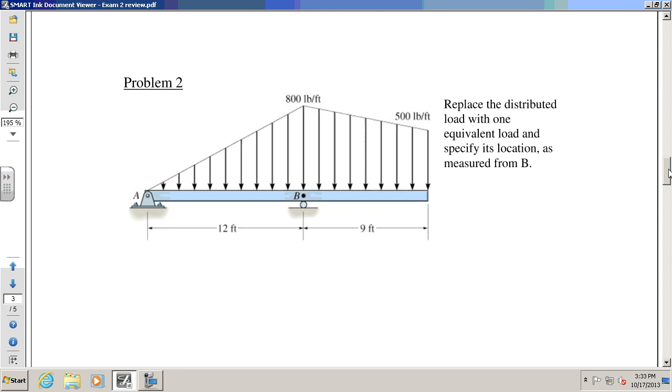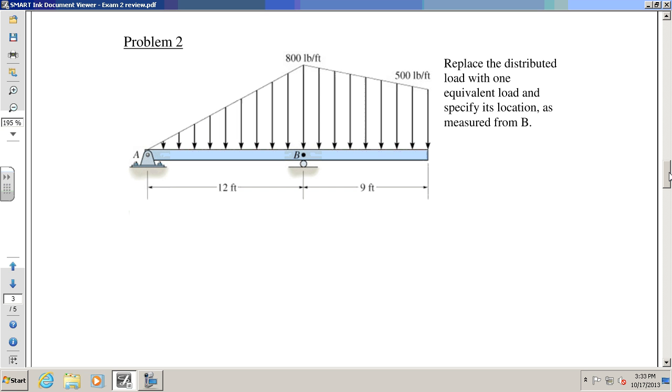Second problem here: replace the distributed load with one equivalent load, and specify its location measured from B. We've done this. Again, it's not new. It looks just like what we've done before. Maybe we did exactly this problem, I can't remember. Whatever. So we got this here. You got a load there, you got a load there, you got a load there.